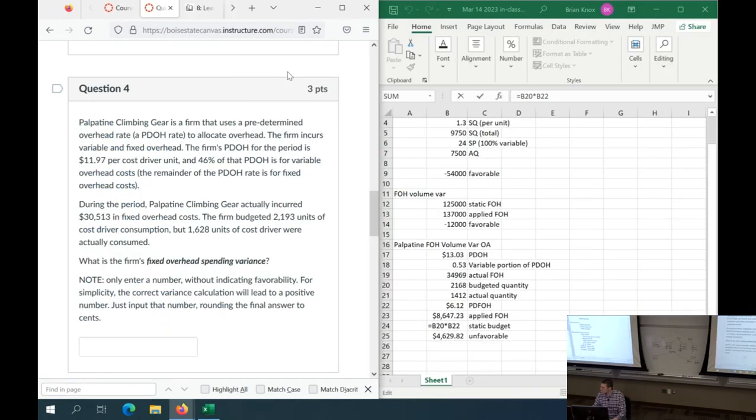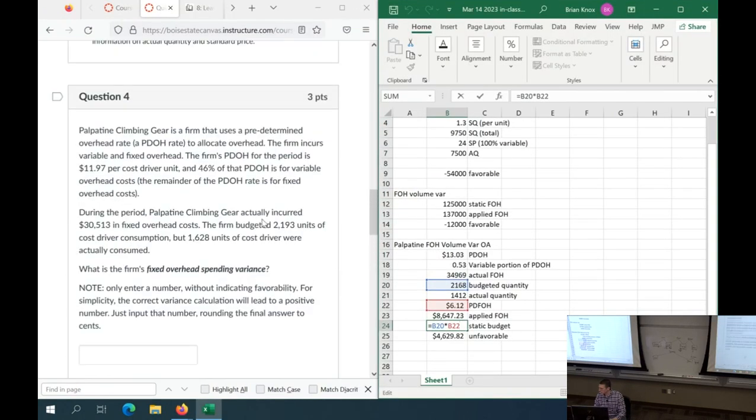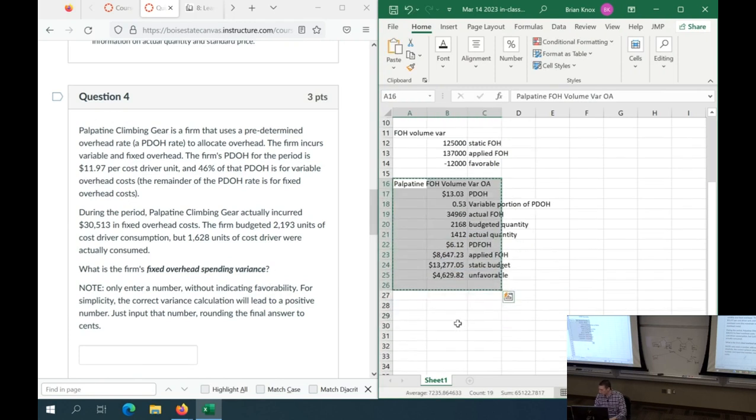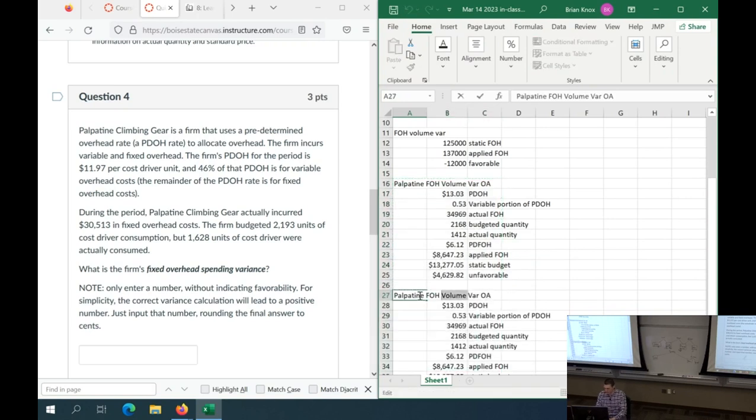Okay. So now we have a Palpatine spending variance question. I'm going to grab all this stuff to reuse as much as I can. Fixed overhead spending variance. All right, so we have the PDOH rate. It's 11.97, right there from the problem. And 46% of it is for variable costs. So change that to 0.46. Now we know that our fixed portion of the PDOH is $6.46. That's just PDOH times 1 minus the variable portion of PDOH, which gives us the fixed portion of PDOH.